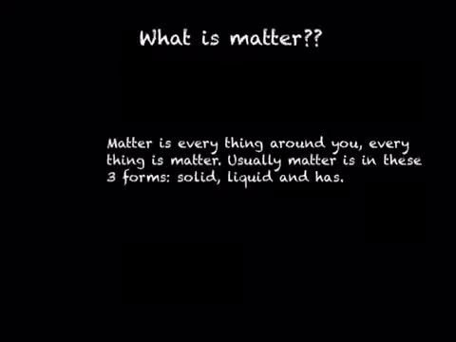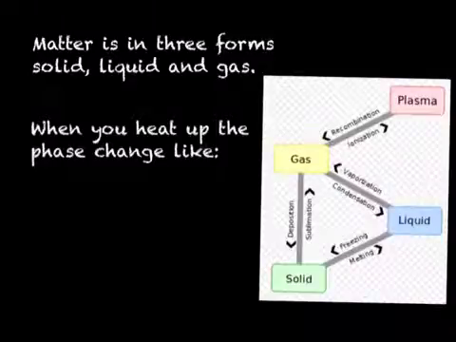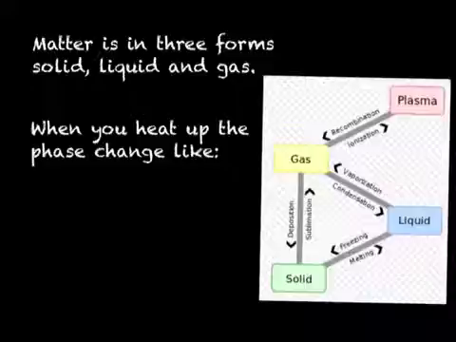What is matter? Matter is everything around you. Everything is made out of matter. Matter is how an object looks, feels, sounds, smells, and tastes. Usually matter is in solid, liquid, and gas form. Matter is usually in these three forms: solid, liquid, and gas.